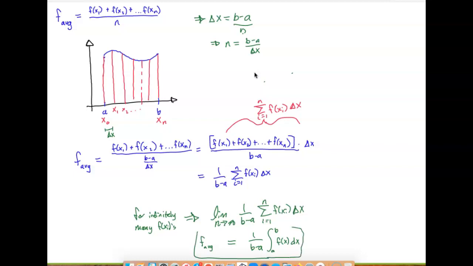So we started with our intuitive definition of how to find the average of a finite number of y values, and then we took the limit as that number approached infinity, and we ended up with 1 over b minus a times the integral from a to b.